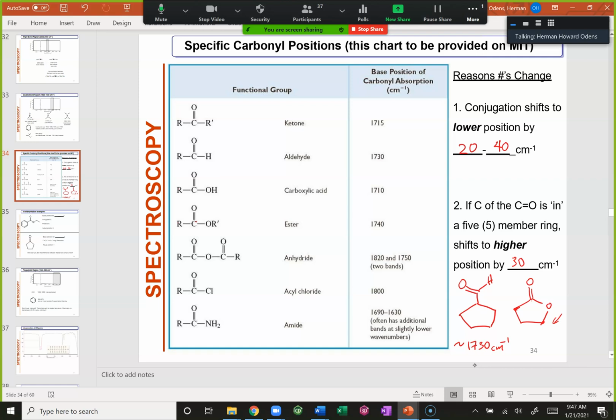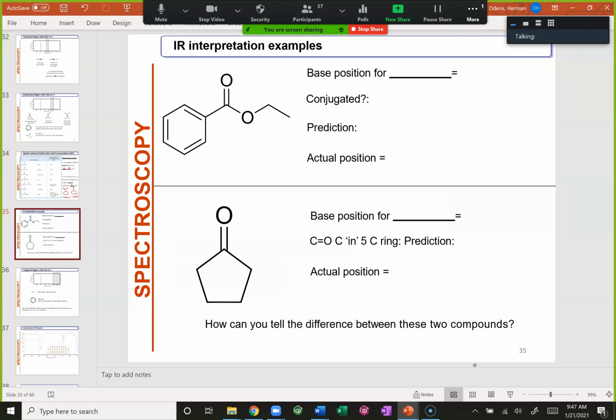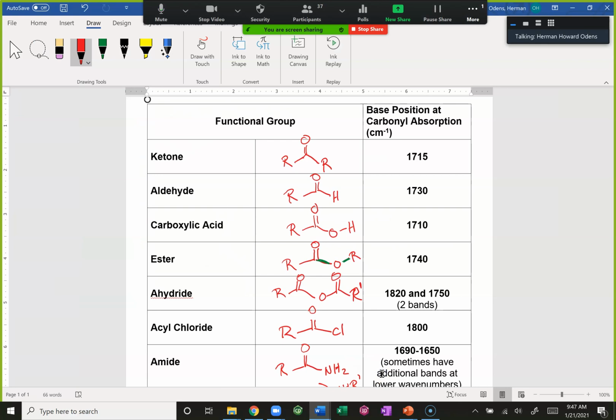R, carbonyl, oxygen, carbon. All right. So we start at 1740, and then we have to subtract or add. We have to add 30, right? So the actual signal for this molecule should be around 1770. All right. Let's see some examples of that. I have some examples here, and this table will be really handy for you guys when it comes to this.